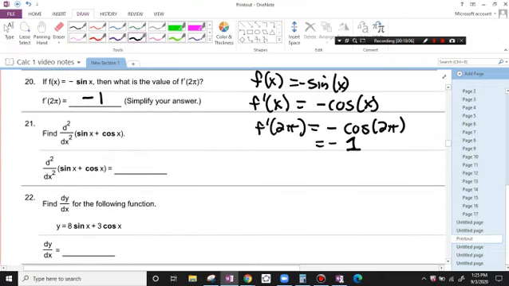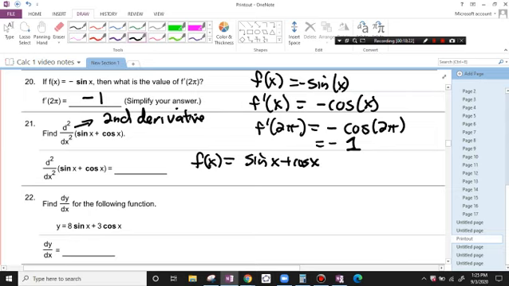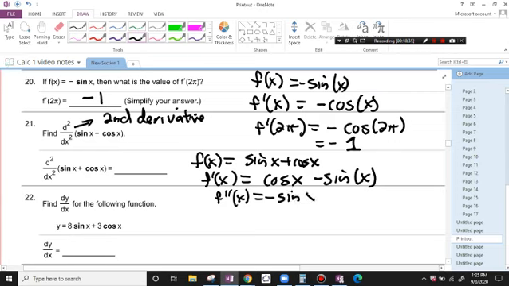21, they're asking for, this means, you see the 2 there, this means the second derivative. This means take 2 derivatives of this. Okay? So I'll call this f to start. F of x is sine x plus cosine x. We'll take 1 derivative. The first derivative is, the derivative of sine is cosine. The derivative of cosine is negative sine. And then we need 1 more derivative. The derivative of cosine is negative sine, and the derivative of negative sine is negative cosine. So negative sine x minus cosine x.